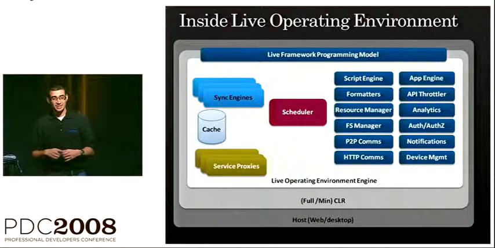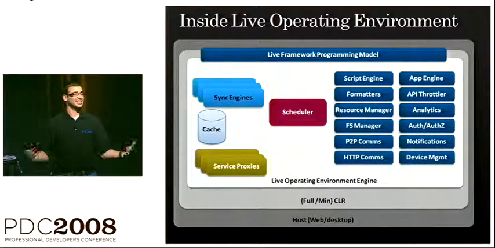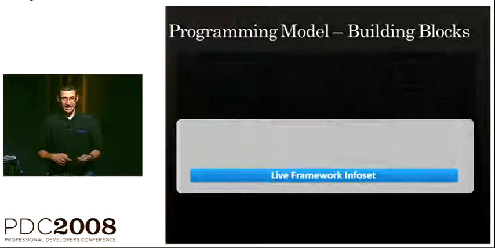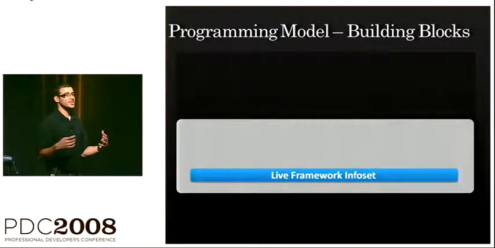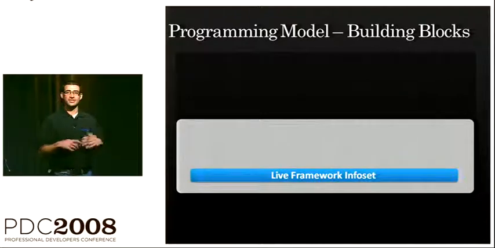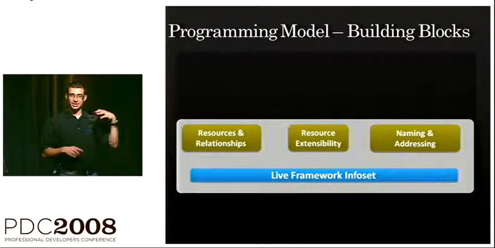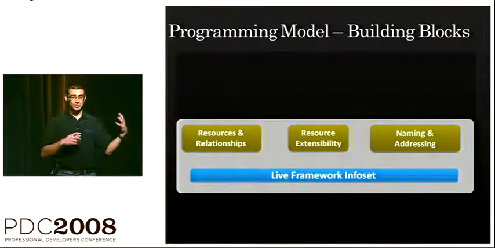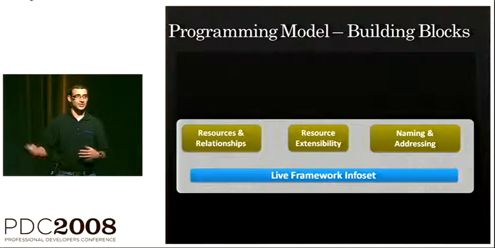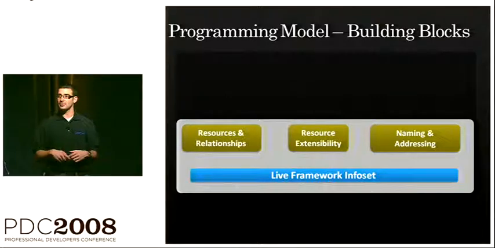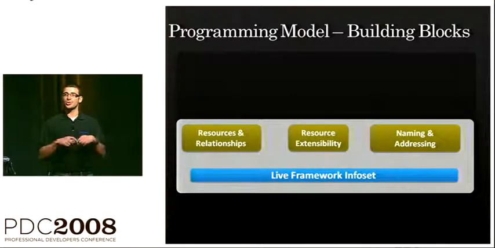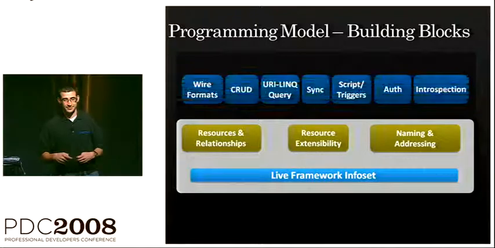On top of this complexity, we layer the Live Framework programming model, which makes it all sort of trivial to program against. And the building blocks start at the info set. We have a very basic info set I'll tell you about in a moment. So we can represent all this data in a pretty generic, simple way that allows us to render it into whatever format you choose. We have the ability to model resources and relationships, critical. Extensibility, I'll show you some of that in a moment. How can you take your own data types and push them into the system? And then a common naming and addressing scheme, so you can locate and refer to these resources in a common way.